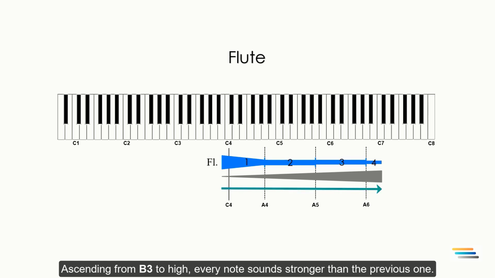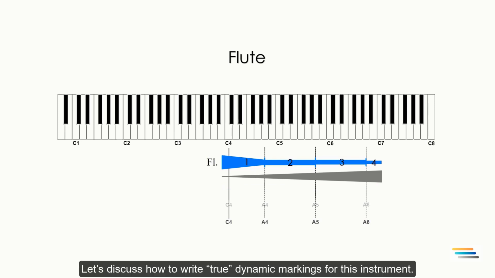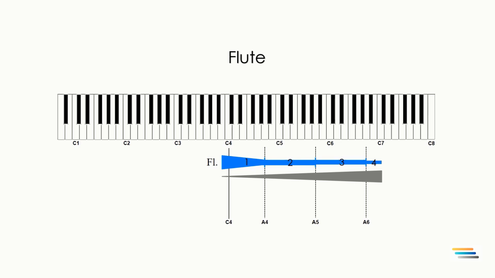Ascending from B3 to high, every note sounds stronger than the previous one. This is a native character of the flute, regardless of the player and dynamic marking. Let's discuss how to write true dynamic markings for this instrument.